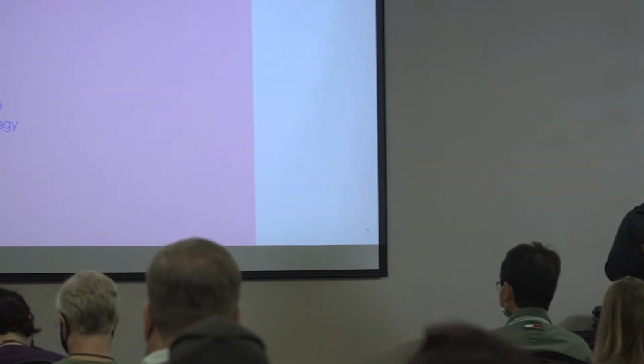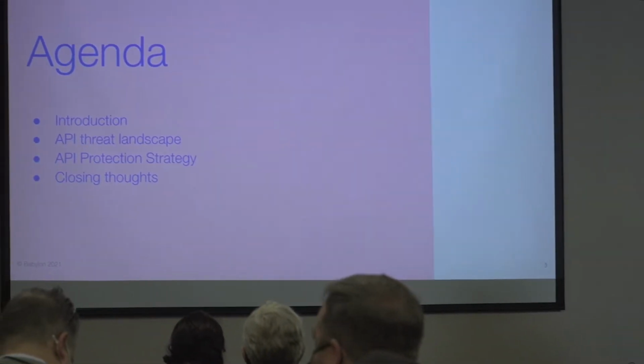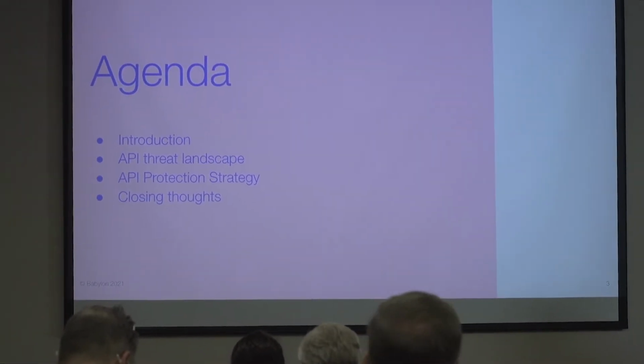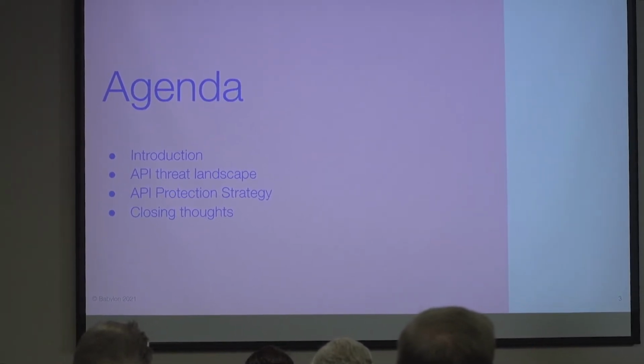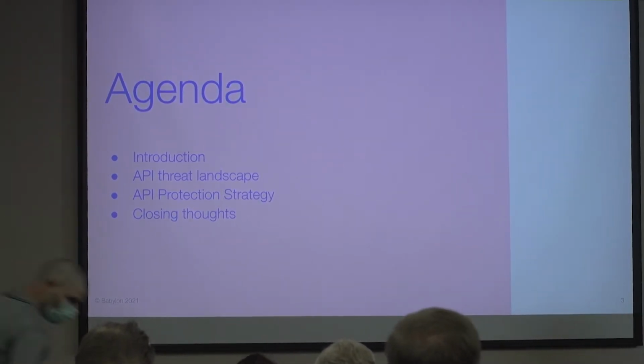With that, I'll go to the agenda. So I'll talk about how API and API security is different. It's not something new, right? There have been APIs all the way along, but I think it's become more and more distinct in the way we think of security in an API-first world. So we'll talk about that. What are the key differences? What are the security implications?